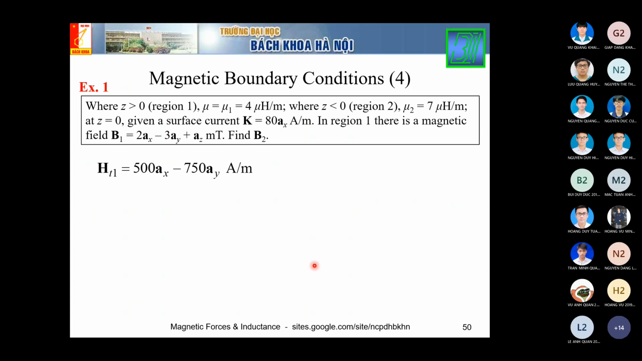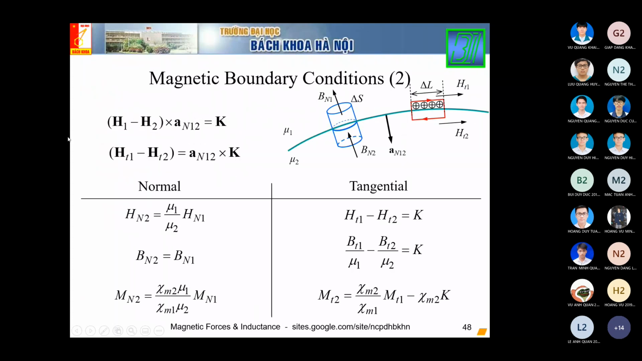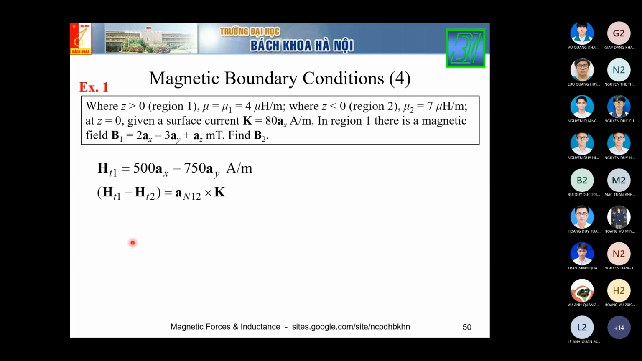Okay, keep going. So we found the tangential component of H of the first environment. So we can apply the second boundary condition. This one. We apply that tangential boundary condition. In this expression, we are given K. We just found Ht1. So finding Ht2 from this one is not very hard, I think. From this, we can figure out Ht2.